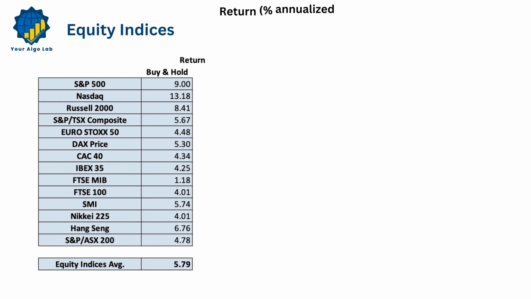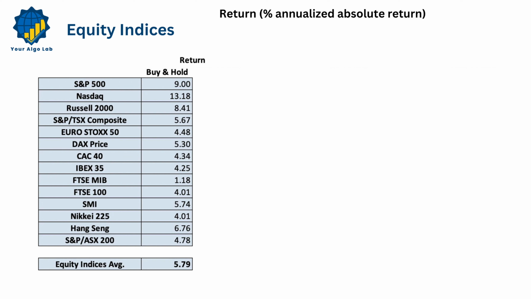Here are the benchmark buy and hold returns. For example, the benchmark buy and hold return on the S&P 500 was 9.00%. Just a quick reminder, this is the price return without including reinvested dividends. Returns are just one facet of an investment. We also need to consider risk.